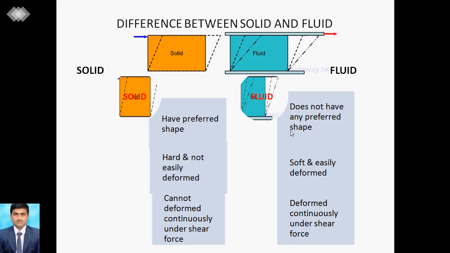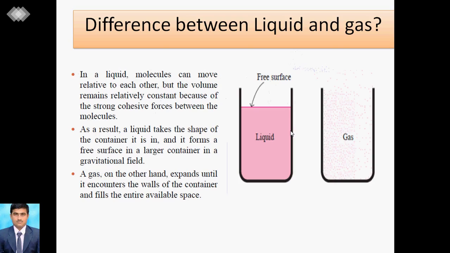Now we move to fluid. First of all, we discuss the fluid. Fluids are categorized into liquids and gases. So liquid and gases are fluids. In case of liquid, the molecules can move relative to each other, but the volume remains constant because strong cohesive forces are there.